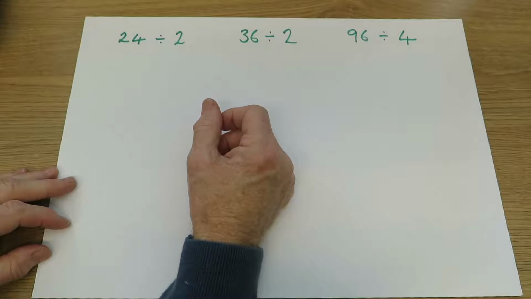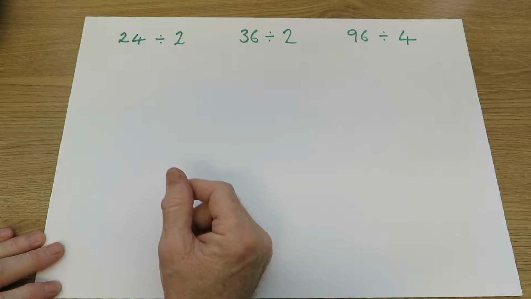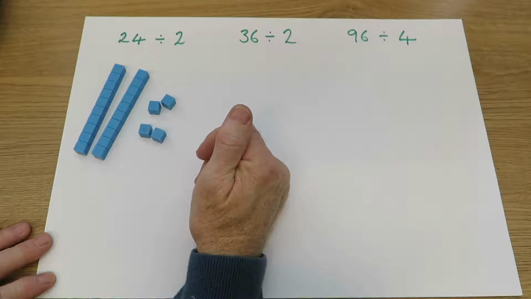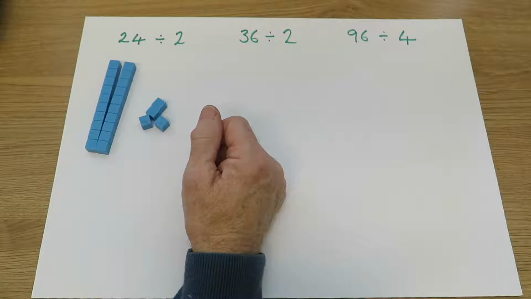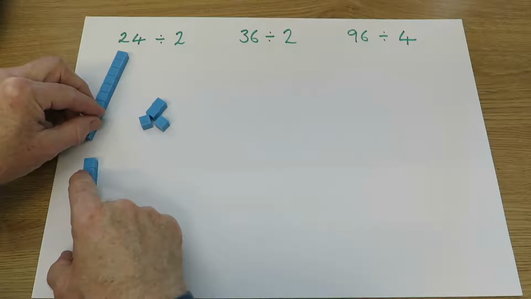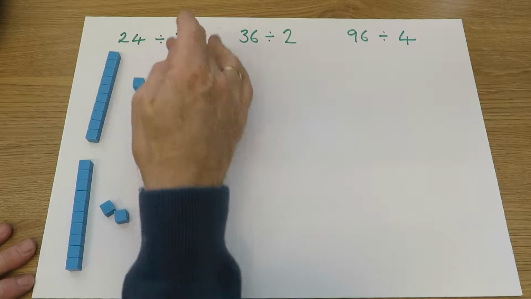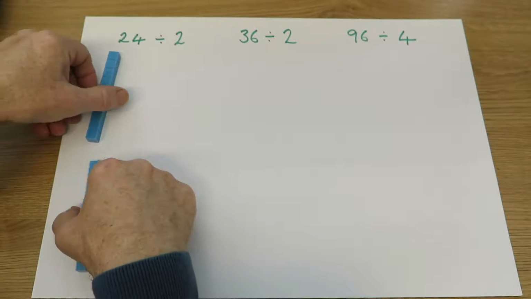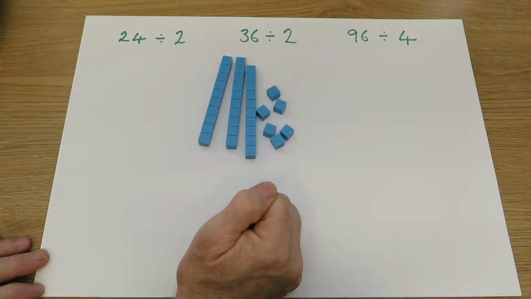They will begin to learn how to divide 2-digit numbers by 1-digit numbers, and they may use equipment to help them. Looking at this example, 24 divided by 2, so 2 tens, 4 units, 24 divided by 2. Let's divide the tens first. Divided into 2 sets, and the units divided into 2 sets, and we can see that 24 divided by 2 gives us 12.